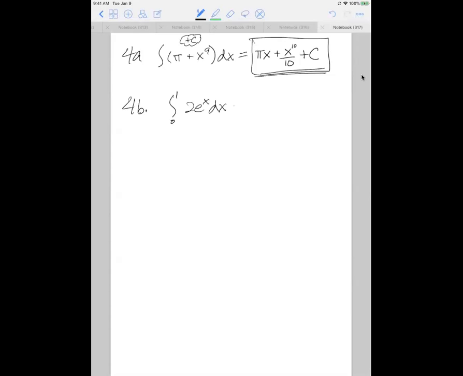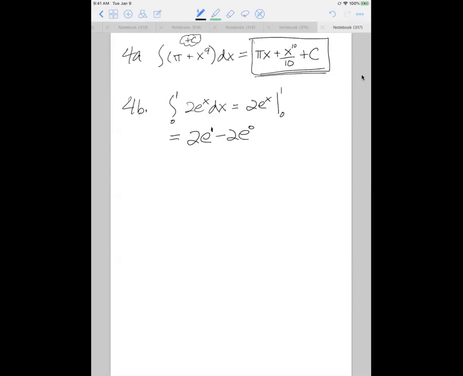So let's take a look at what we're going to do here. The antiderivative of 2e to the x. We get the 2, and the antiderivative of e to the x is? Yes, e to the x. And that's it. And we're going to take it from 0 to 1. So now we just are going to be plugging the numbers in. We end up with 2e to the 1 minus 2e to the 0.